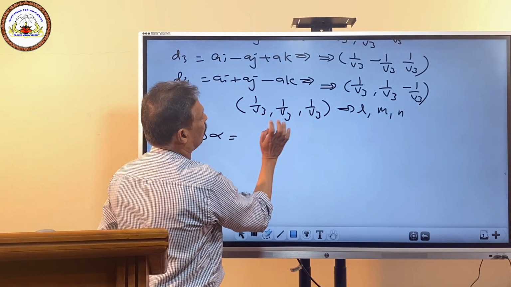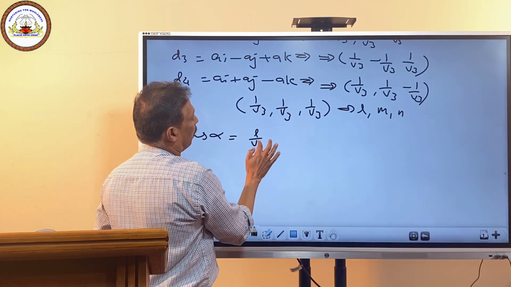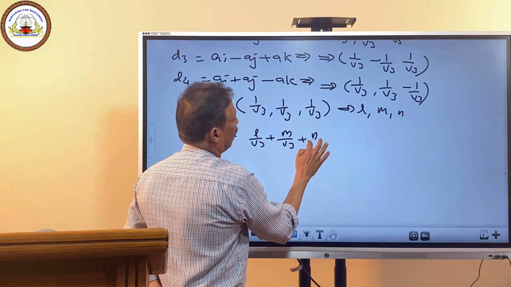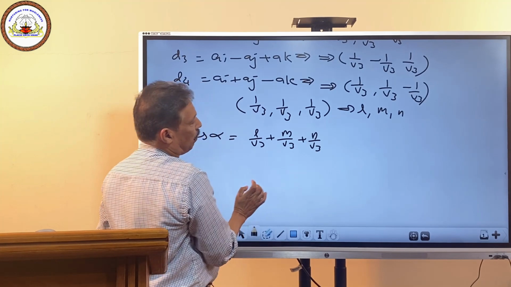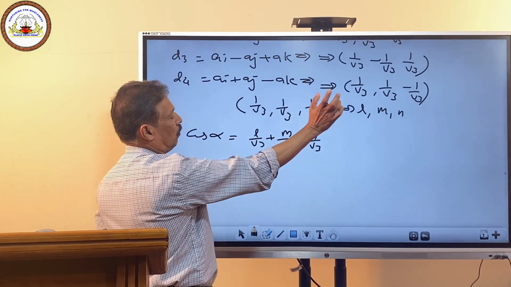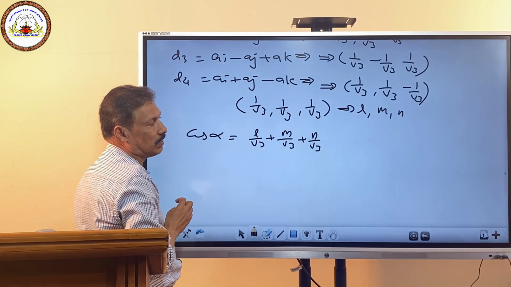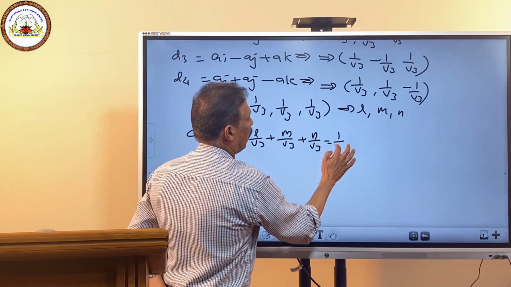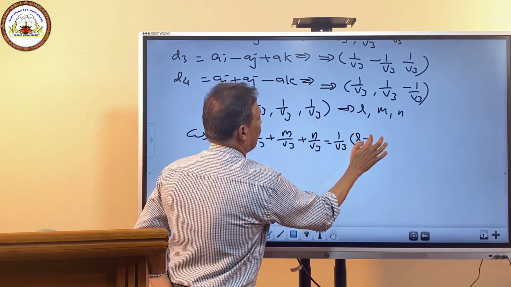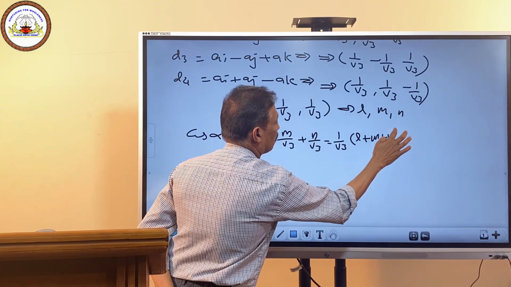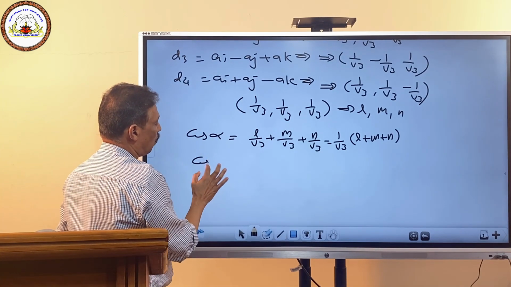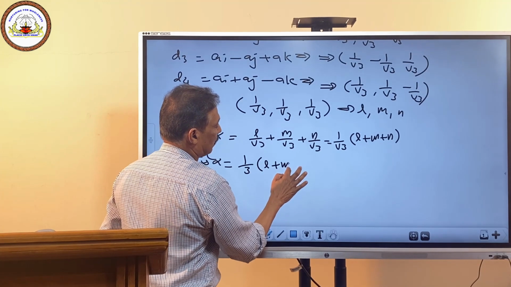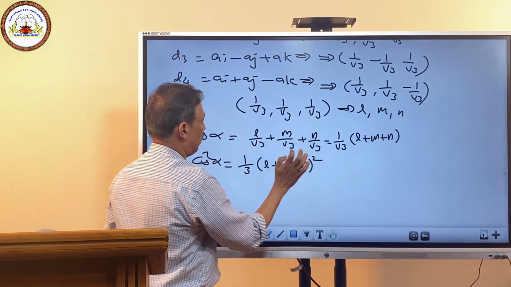In such a case a dot b equal to l by root 3 plus m by root 3 plus n by root 3, divided by the modulus of the first vector, which is 1, and the modulus of the second vector, which is also 1. So we take 1 by root 3 into l plus m plus n. So cos square alpha equal to 1 by 3 into (l plus m plus n) all square.